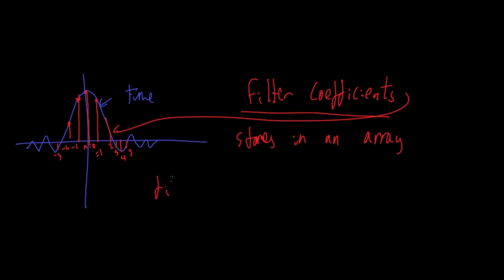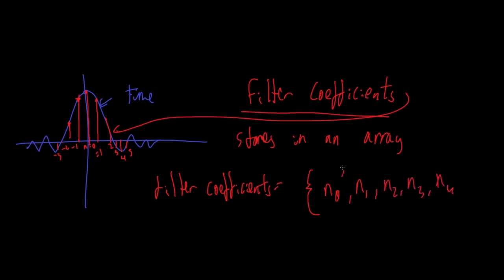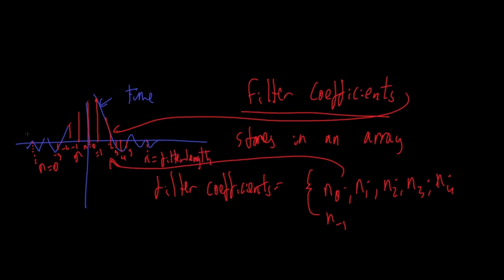So filter coefficients will be an array of n0, n1, n2, n3, n4, where all these apply to all these coefficient data. Now it's important to stress that you don't get a -1, like you won't have n minus 1, a -1 element. These are called elements in an array. You don't get a negative element, that doesn't exist. So n equals 0 has to be all the way here. This would be n equals 0, and this would be n equals filter length. So let's just draw that so that it looks a bit clearer.